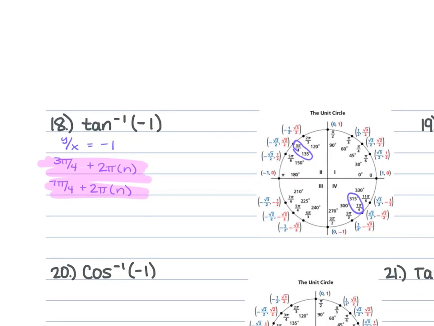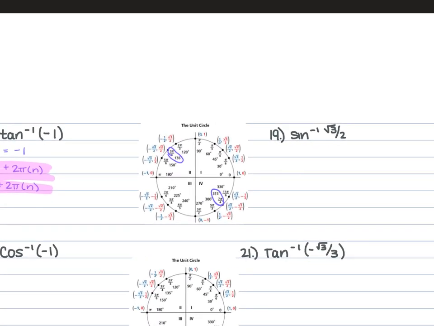For 18, for 19, we're working with restrictions. 19 through 24 tell us to evaluate each inverse trigonometric function, give your answer in both degrees and radians. So that is a dead giveaway that we're working with restrictions.